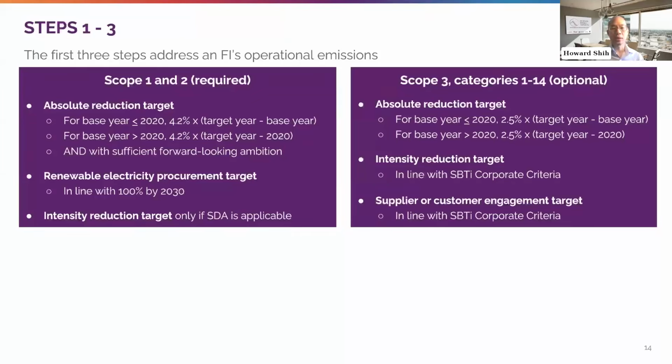And the reason for this is that for FIs, as you all know, scope 3 category 15 is the most material for FIs. This optionality is meant for FIs to focus on their most material emissions, being category 15. So here, category 1 to 14, they can set absolute reduction, intensity reduction, and engagement targets to cover the categories 1 to 14 emissions.